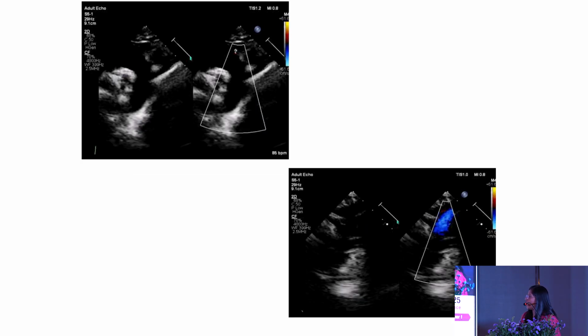Suprasternal view shows no coarctation of the aorta. As the coronary sinus is dilated, we found bilateral SVC. So what will be the diagnosis?